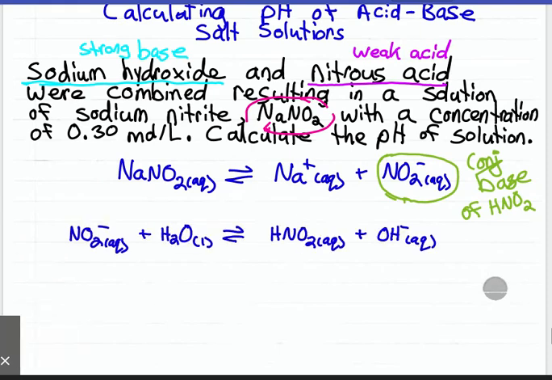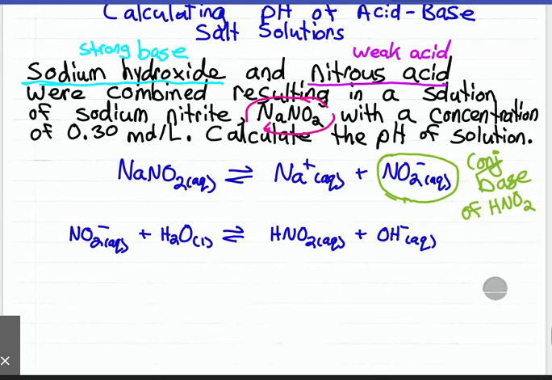The reaction looks like this. That nitrite ion, plus the liquid water, forms an equilibrium, and the NO2 negative acts like a base and accepts a proton, and we get HNO2 aqueous. And then what happens is the water acts like the acid and donates that hydrogen, or that proton, and we end up with a hydroxide.